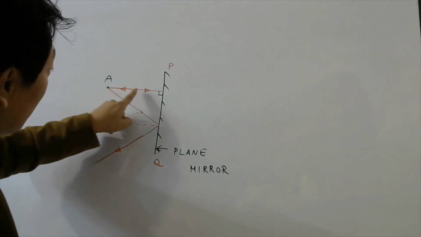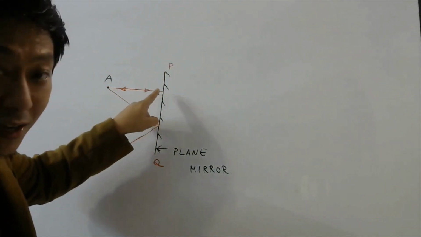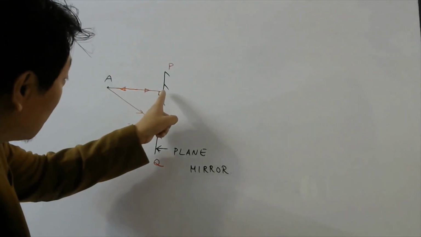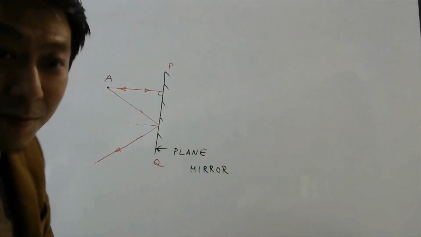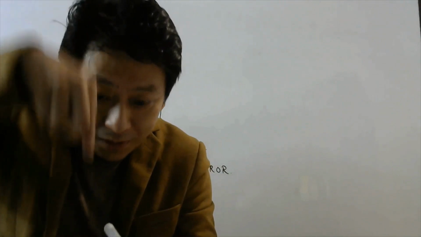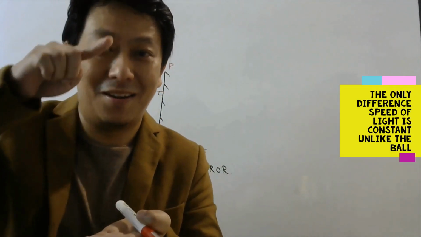One of the rays hits the mirror perpendicularly, so it just goes back in the same line. This is similar to throwing a ball perpendicular on a surface. It will just go back in the same line, right?